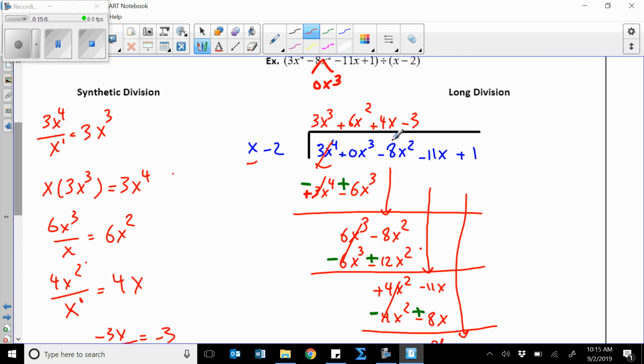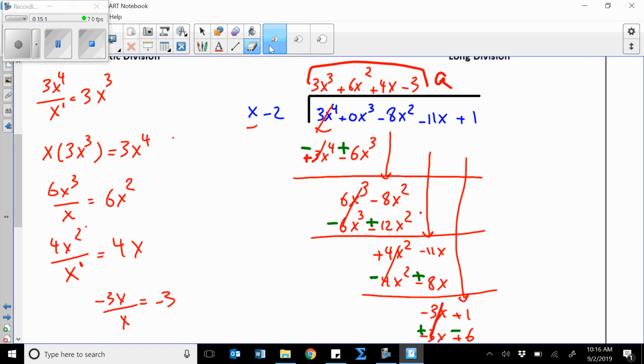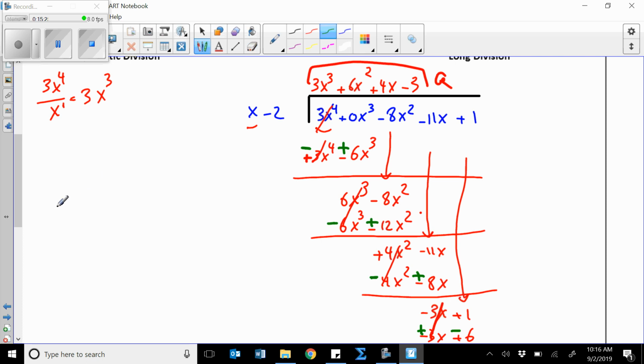And whatever you see here on top is our quotient. Once again, this is how we write the answer. I'm going to write it with green color here, and let me erase this to make some space. Okay, my quotient is 3x cubed plus 6x squared plus 4x minus 3, and the remainder is negative 5. So this is how we do long division.